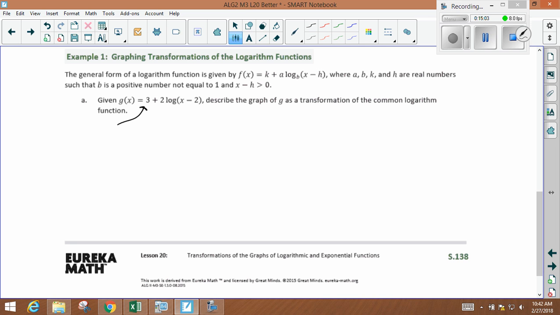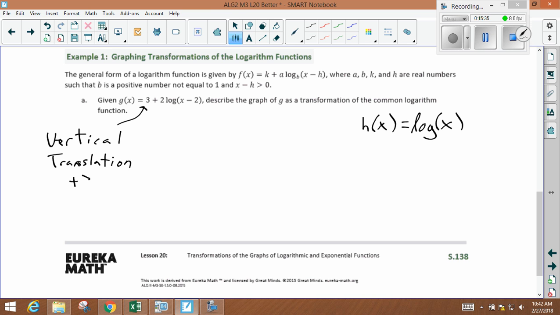let's compare, they've used f of x, so let's compare to h of x equals log base 10 of x. We're going to compare g of x to this h of x. I'm going to argue that if you compare h of x to g of x, this 3 is going to be a vertical translation of plus 3. It's going to go up 3.